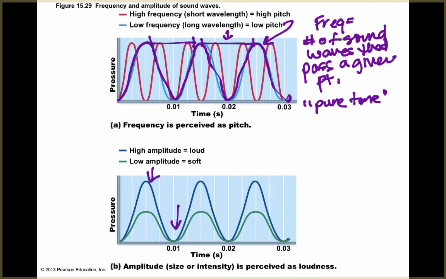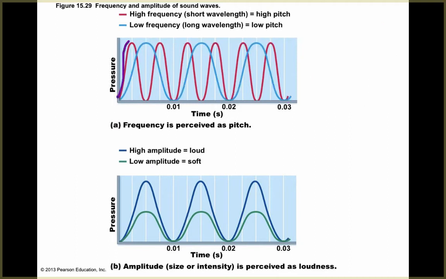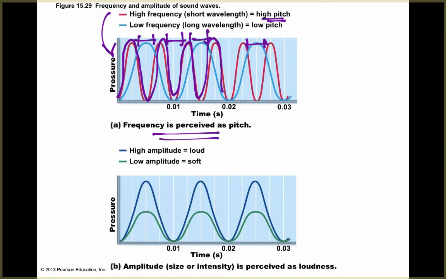Now, if you look here, this one, the wavelengths between the two are much shorter. So that's what's high frequency, right? You have more of these wavelengths passing a certain point, and the wavelengths are much shorter. That's what gives us our pitch, right? So frequency is perceived as pitch. Now, how loud or soft something is, that's amplitude.